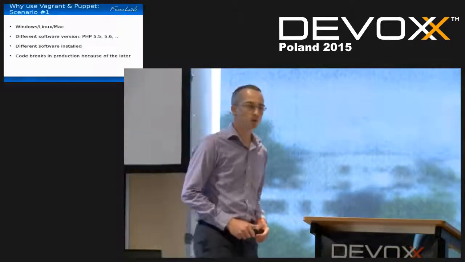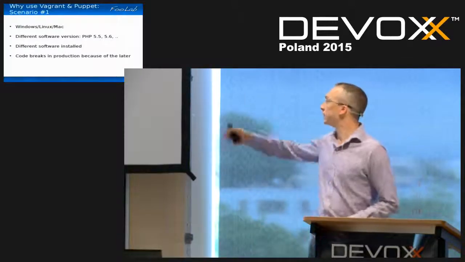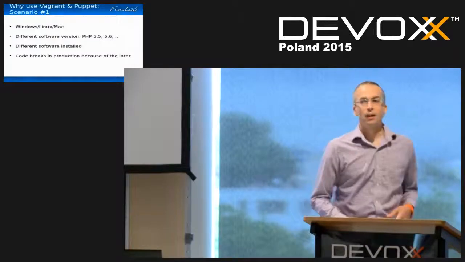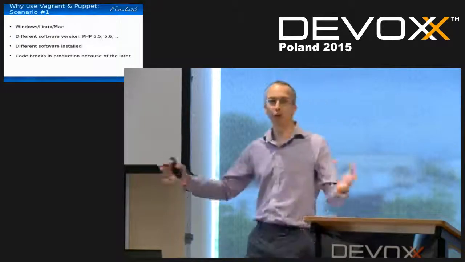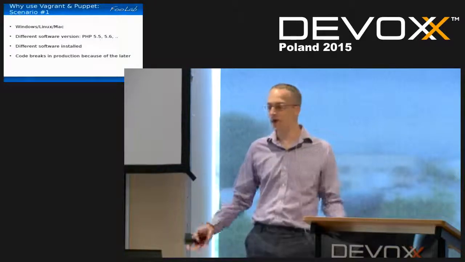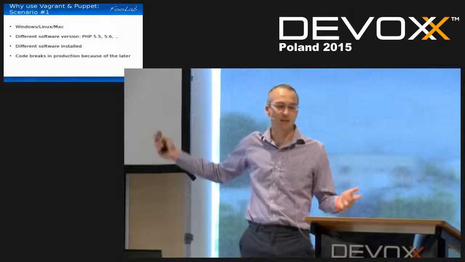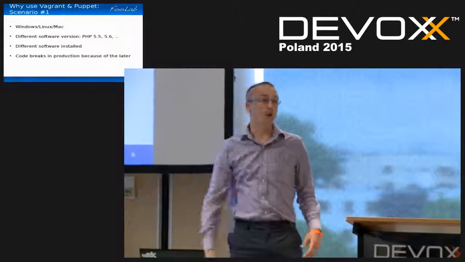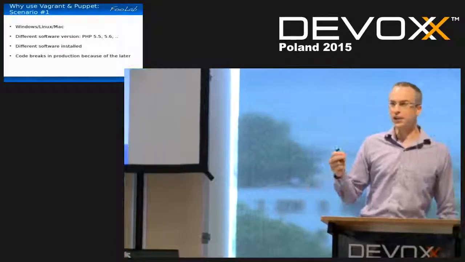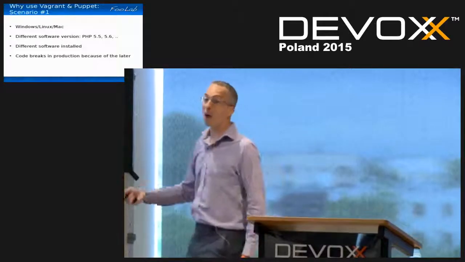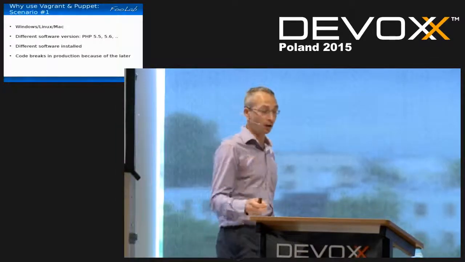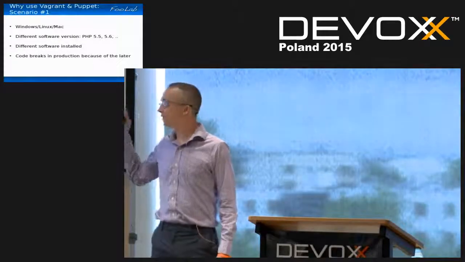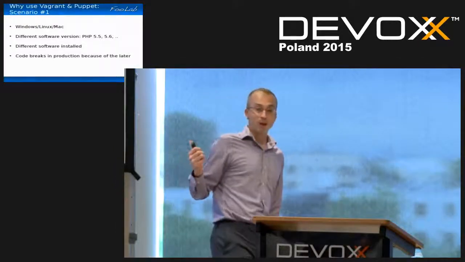So first scenario to use Vagrant and Puppet. You have a team of developers that run Windows, Linux, or Mac, and because they have control of their environment, they're going to install different versions of software. In this case, I put PHP because I'm a PHP developer. I'm sorry. But they can install different versions, and the features they use may not be backward compatible or compatible with your configuration in production. So this is actually terrible. You need to standardize your environment. If you don't, your code may break in production.